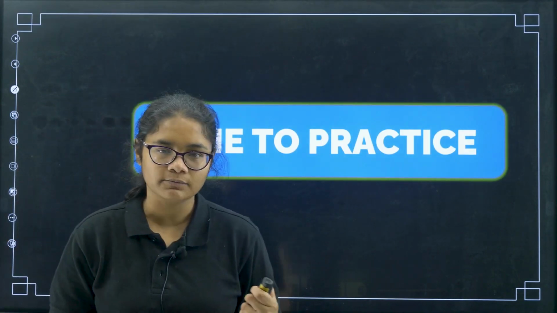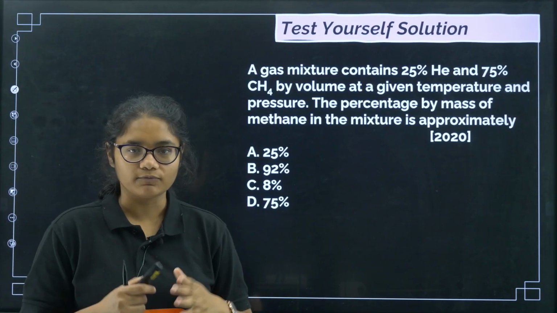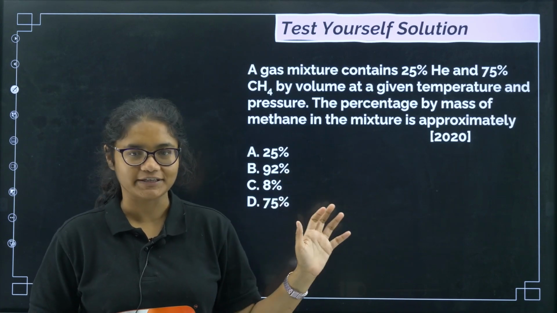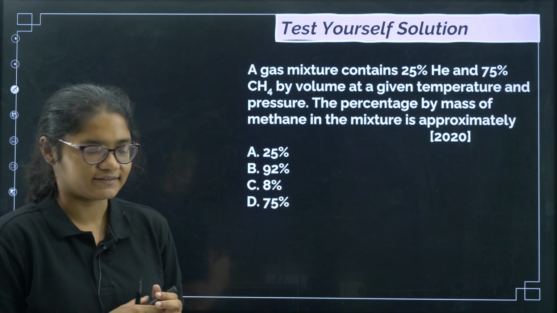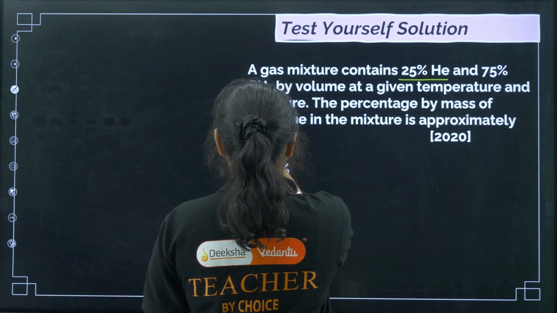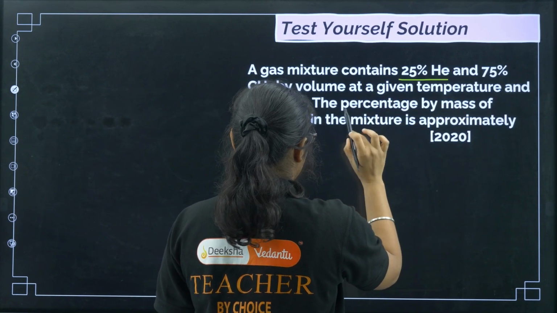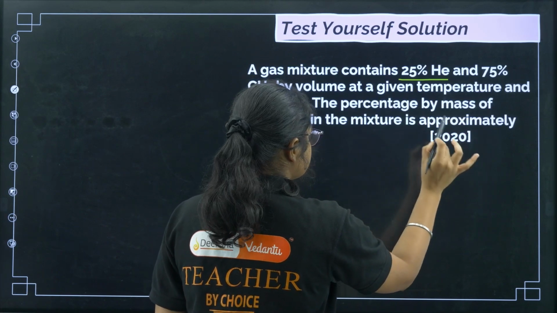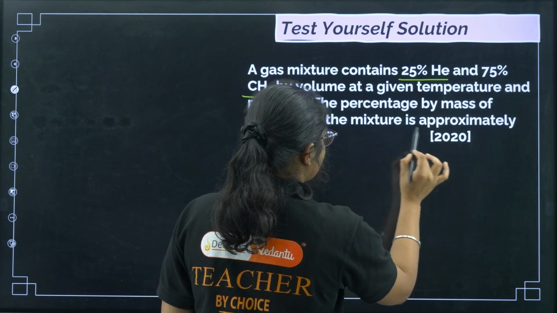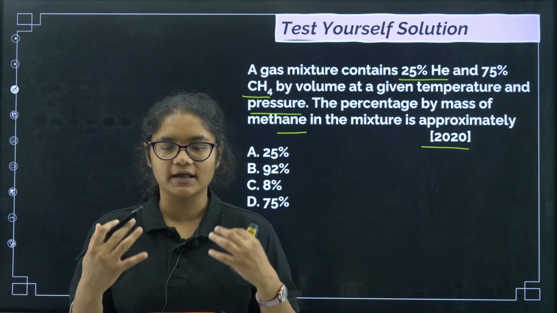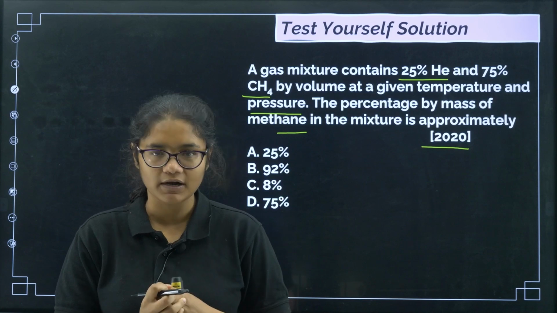Now let us do some questions. This question I gave you as homework in my previous lecture from the previous chapter. This was a little tough question, so let us understand how to solve this. A gas mixture contains 25% of helium and 75% of CH4 by volume at a given temperature and pressure. The percentage by mass of methane in the mixture is approximately. This was asked in 2020. It is a little lengthy and difficult question.